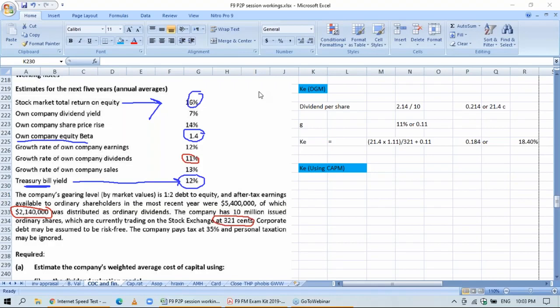So first we are calculating the cost of equity, then we'll calculate the cost of debt, and then we'll be calculating the WACC. So the plug-in figures over here: 12% plus the beta, which is 1.4. The return on market is 16 minus the risk-free rate, which is 12%. So this gives you the cost of equity using the CAPM, which is 17.6%.